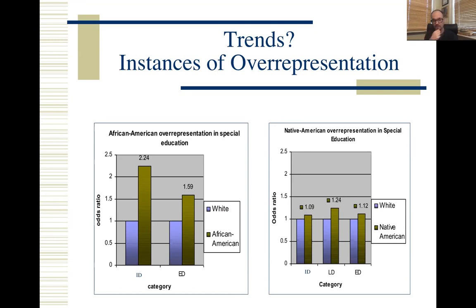With Native American students, you have a similar thing: intellectual disability, learning disability, emotional disturbance, 1.09, 1.24, and 1.12 times more likely than white students to be referred to those categories.